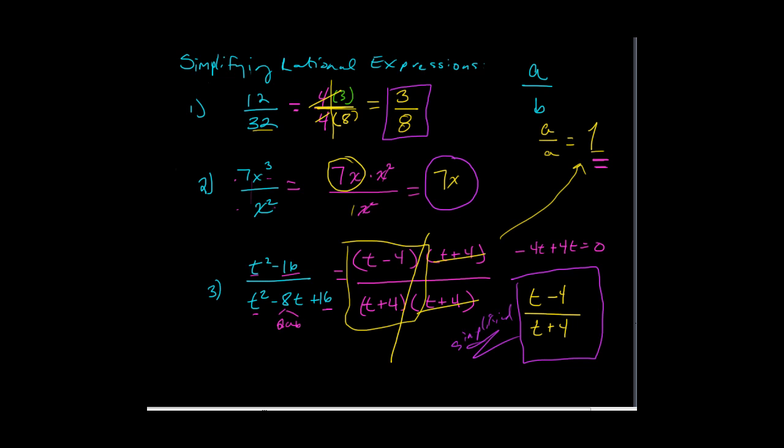So that's how to simplify three different kinds of rational expressions. Here we used simplifying with just numbers. Here we simplified with variables with exponents, and here we had to factor trinomials and simplify them, which is a lot more fun.